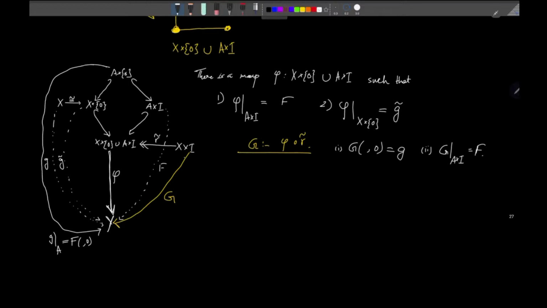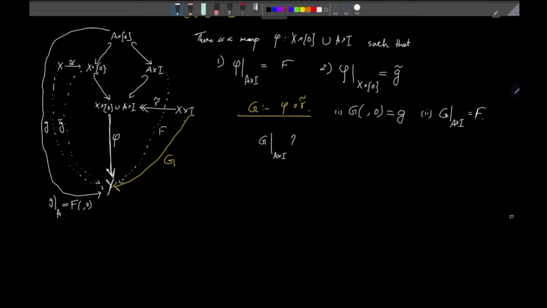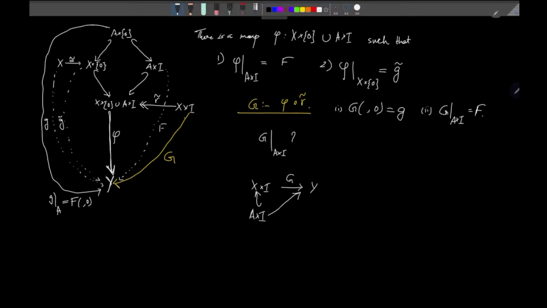So, okay, that is a big sentence right there. Let's try and break this apart one by one. We have that map F. First of all, what is G restricted to some subspace? G is from X cross I to Y, and we have this subspace of X cross I, which is A cross I. There is the canonical inclusion, and here is G, and this thing right here is G restricted to A cross I.